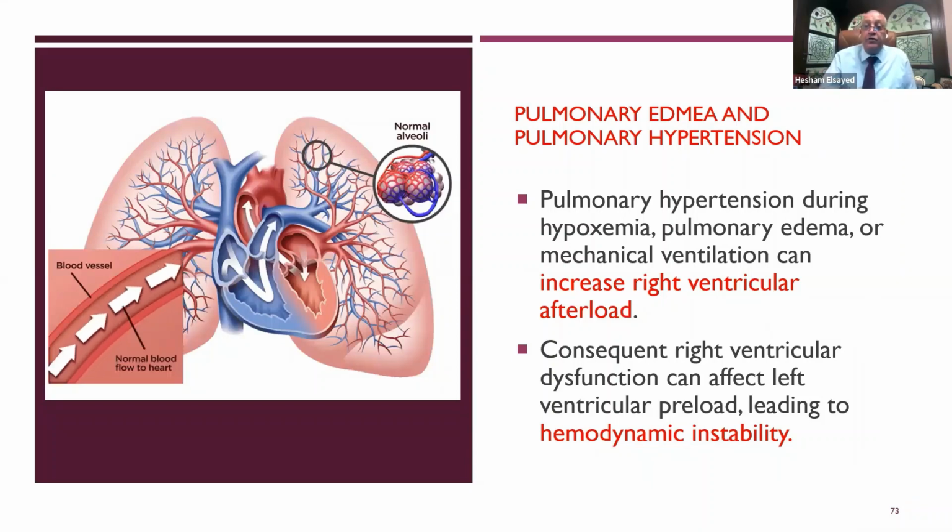Pulmonary edema and pulmonary hypertension are important as well. As we said, many patients on maintenance hemodialysis have pulmonary hypertension, and during that they may suffer from hypoxemia and pulmonary edema, especially patients in the ICU on mechanical ventilation, which can increase the right ventricular afterload. Consequently, right ventricular dysfunction can affect the left ventricular preload, leading to more and more hemodynamic instability.